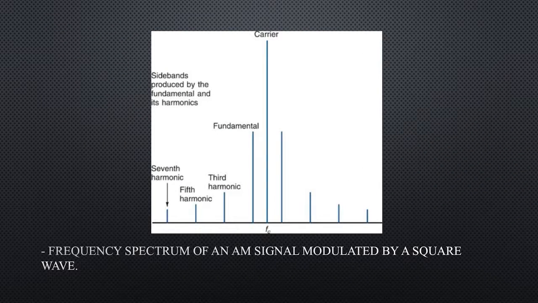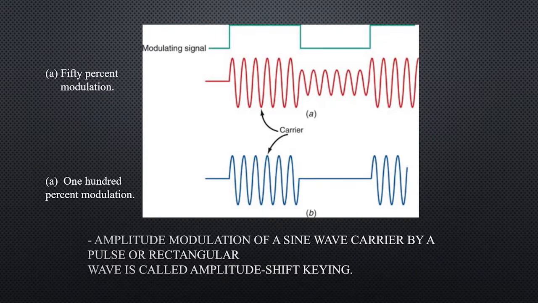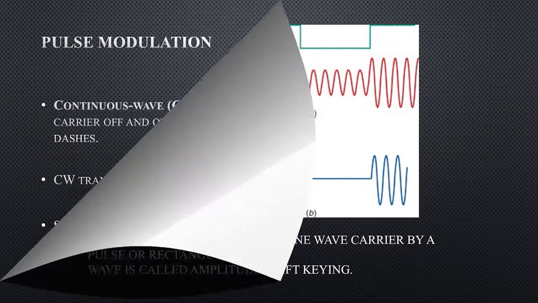This is a figure about the frequency spectrum of an AM signal modulated by a square wave. Note that the center is the carrier frequency, with sidebands produced on the left and right representing lower sidebands and upper sidebands respectively. The more harmonics it produces, the more sidebands there are. This figure shows the amplitude modulation of a sine wave carrier by a pulse or rectangular wave, called amplitude shift keying. 50% modulation is shown in red, while 100% modulation is shown in blue.